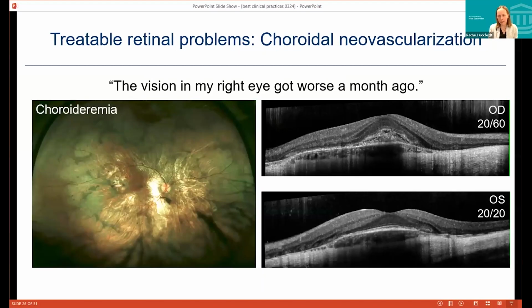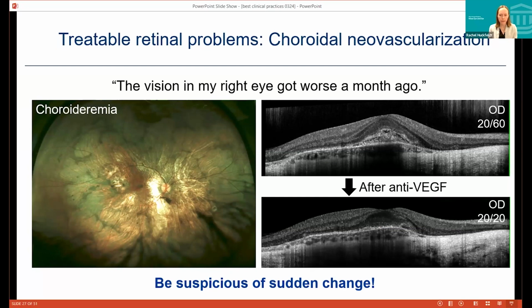And then rarely, but importantly, sometimes we see choroidal neovascularization, or CNV, in IRD patients. In this patient with choroideremia, he came in complaining of a pretty sudden change in his vision. And in the right eye, you see kind of messy looking hyperreflective material underneath the fovea. His visual acuity was much lower than in the other eye. If you're very observant, you'll notice a little tinge of blood on the fundus image. And after one injection of an anti-VEGF therapy, his vision was back to 20/20. So I warn all my IRD patients that if there's a sudden change in their vision, they really need to get it checked out right away.